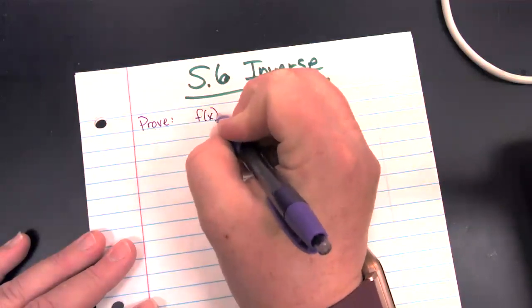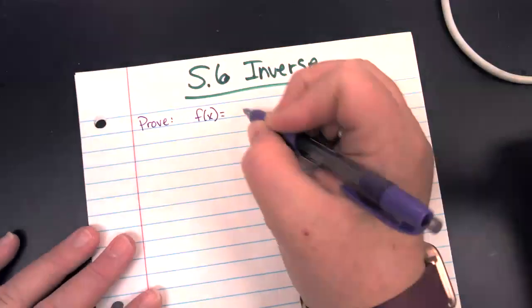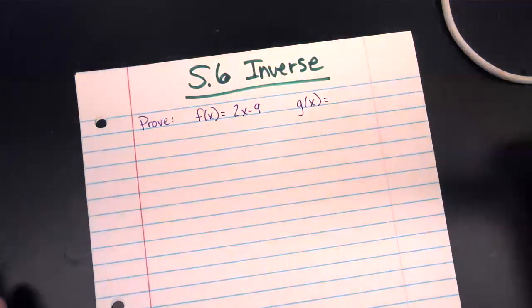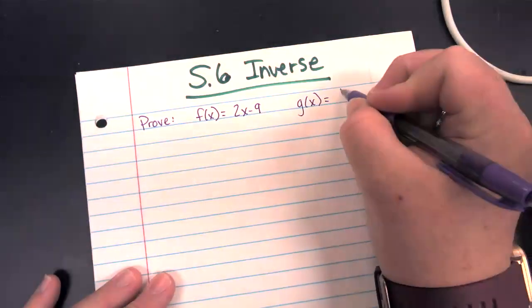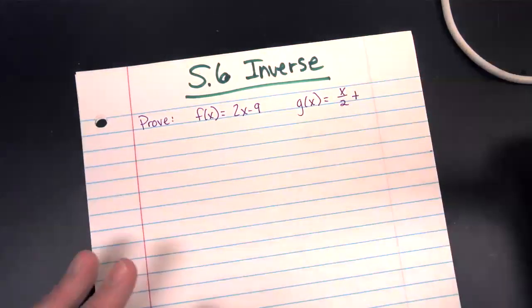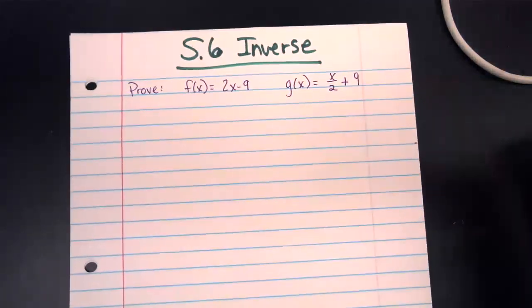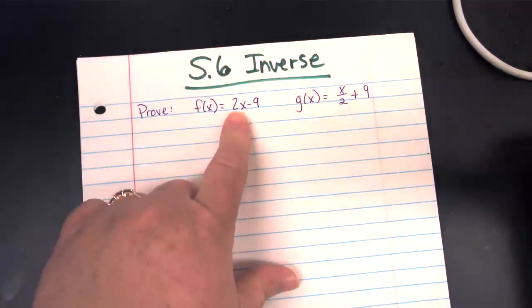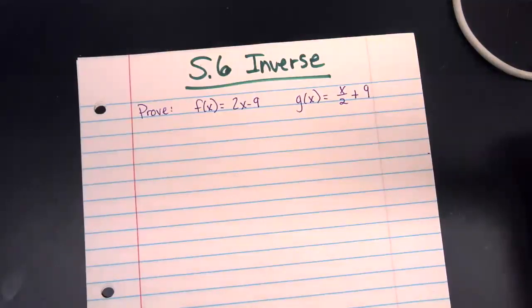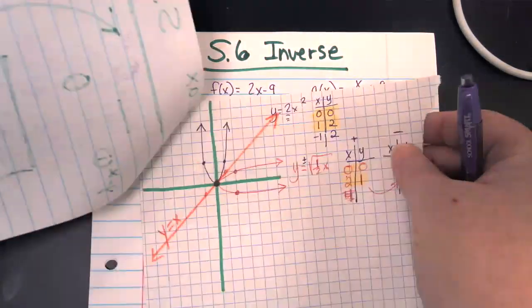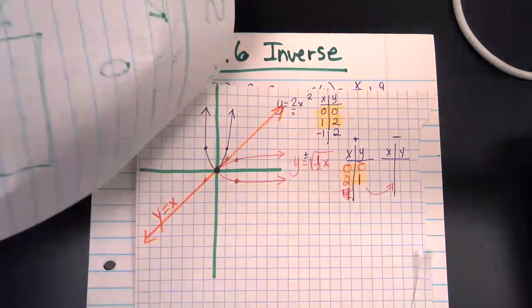So I have f of x is 2x minus 9, and g of x is going to be x over 2 plus 9. Now, the way that we're going to prove this is not, hey, I'm just going to find the inverse of it, and if it's the same as this, that's good. That's not how we prove. And the reason I'm showing you this is because it kind of comes full circle back to the whole idea from your Edpuzzle of actually having this line.